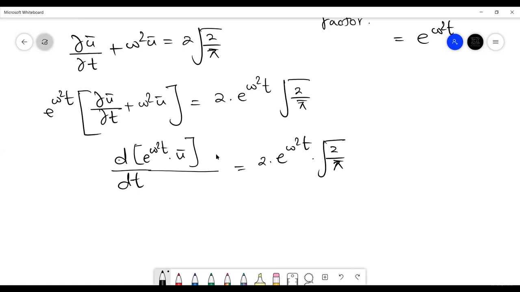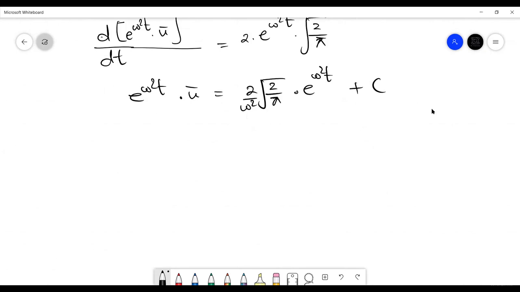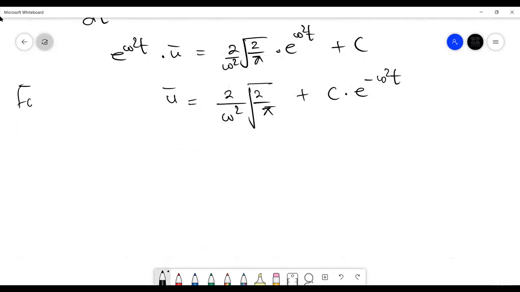If you integrate both sides with respect to t, you will get e^(ω²t) ū is equal to 2√(2/π) over ω² times e^(ω²t) plus c. So now if you find ū, that is the Fourier transform of u, this is 2 over ω² times √(2/π) plus c times e^(−ω²t). So now we have found the Fourier transform of u. We still haven't found u. This is the Fourier cosine transform of u.